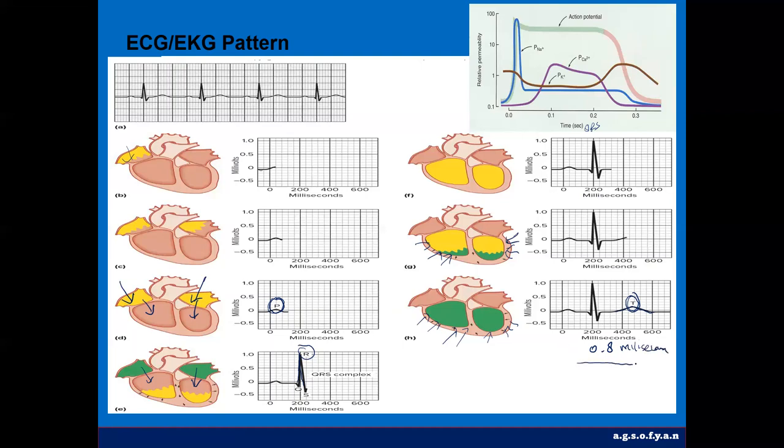And this is one cycle of cardiac muscle contraction: diastole, systole, diastole, systole. This is one cycle. It takes about 0.8 seconds normally. So this is for a healthy heart cycle.